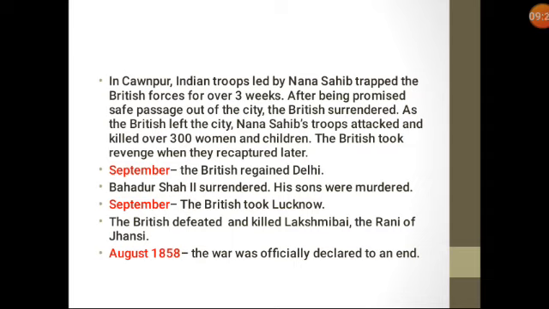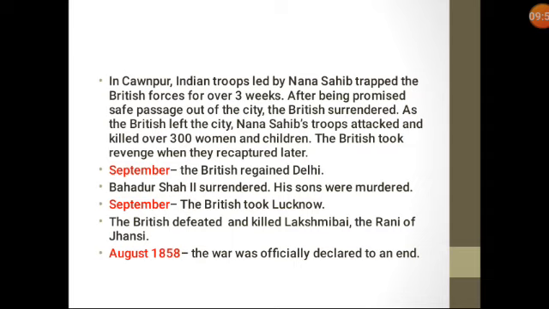After being promised safe passage out of the city, the British surrendered. But later on, when the British left the city, Nana Sahib's forces turned on them, attacked them, and killed more than 300 women and children. So, after months, when the British had retaken and got control, they took revenge brutally.